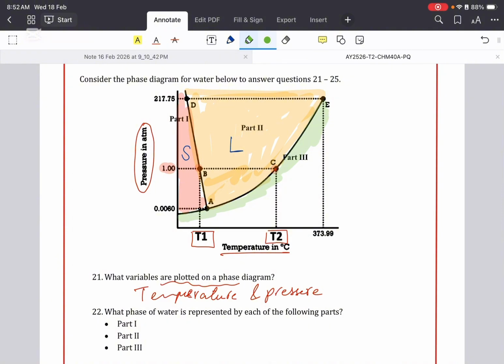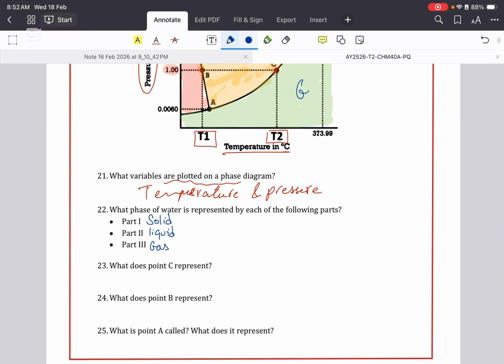After the point E, the substance will exist in two phases in equilibrium, liquid and gas. So here is the gas. So 1 is solid, 2 is liquid, and 3 is gas.